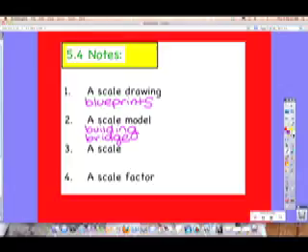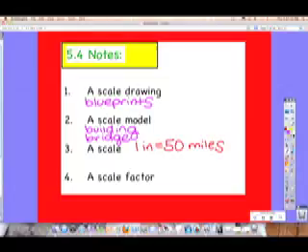Okay, scale. Let's go to this one. Just straight up scale. This is what we talked about on day 1 of scale drawings. Scale, let's just do an example. A scale is like when you look at a map, it'll say 1 inch is, I think our example was 50 miles. So it's saying for every inch on the map, it's 50 miles in real life. So it's model version to real version. That's a scale.